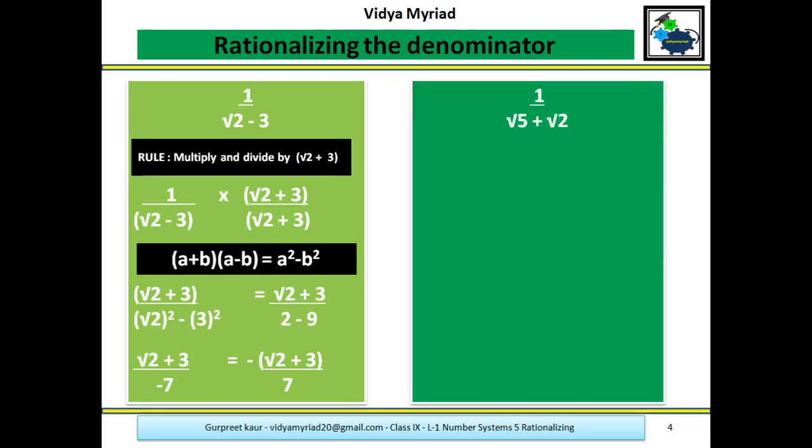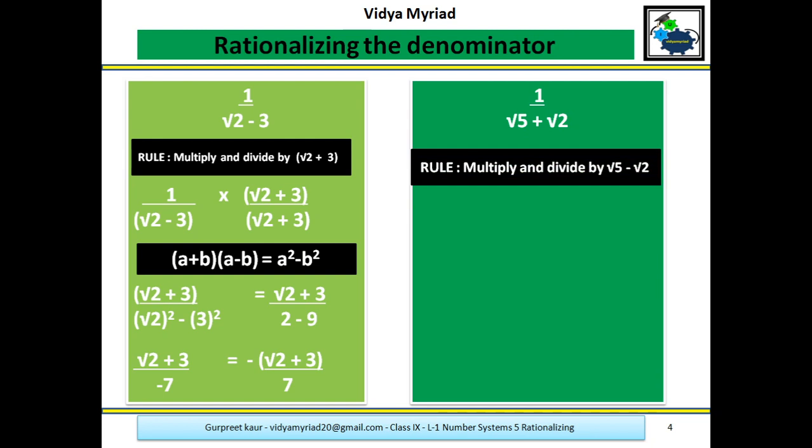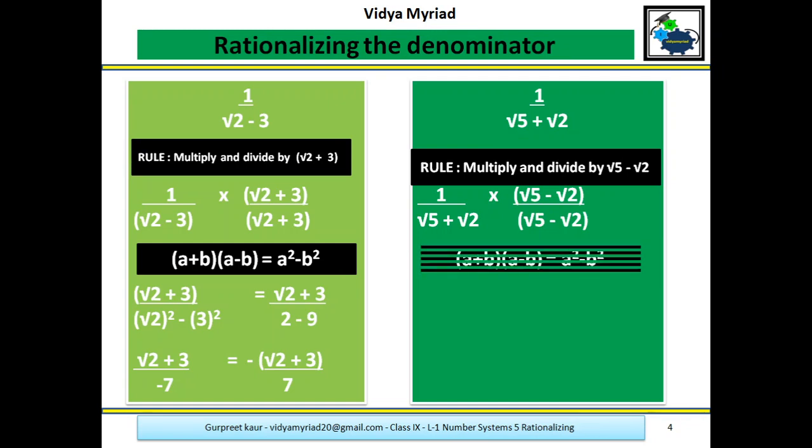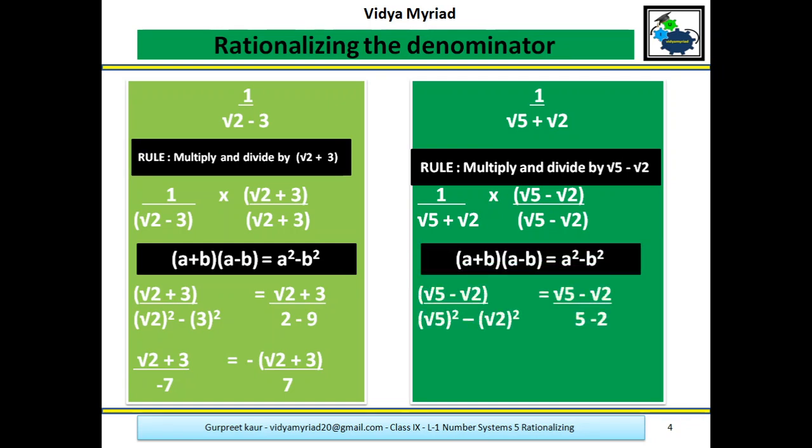Similar example. Now here it is root 5 plus root 2. I will multiply and divide by root 5 minus root 2. Again look at the denominator. It will be in the form of a plus b, a minus b. So I can simply put the identity of a square minus b square. When I solve it, I get root 5 minus root 2 upon 3.